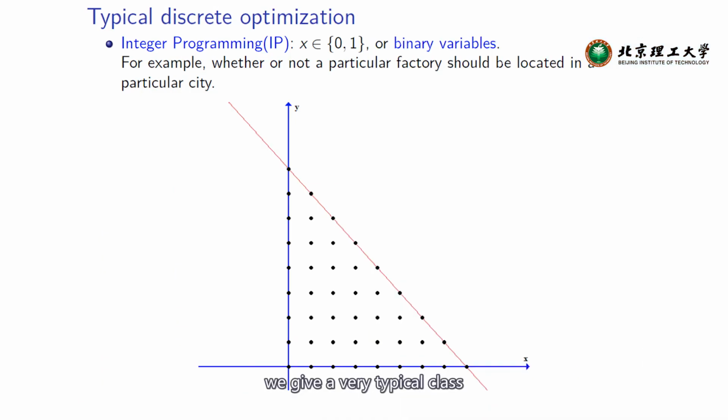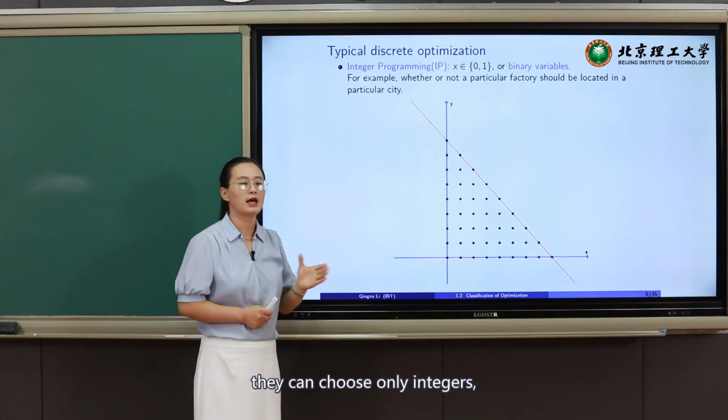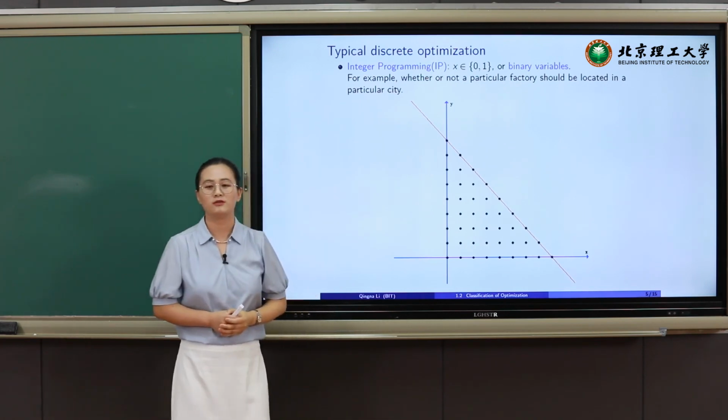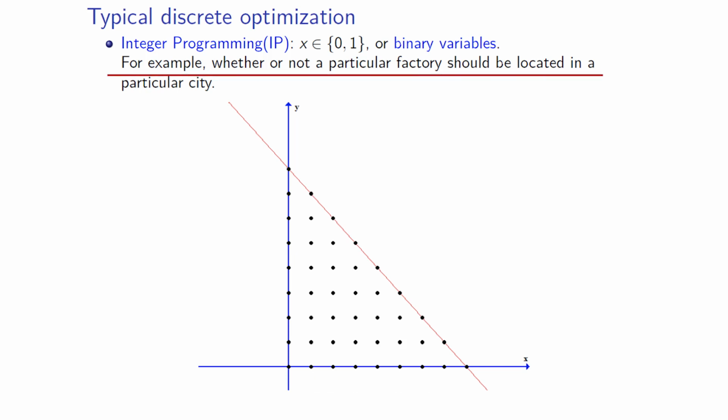In the following, we give a very typical class of discrete optimization, which is called integer programming. Integer programming deals with variables whose values can only be binary or integer. If the variables can choose only integers, then it is called integer programming. For example, whether or not we put a factory in a certain city is an integer programming problem. We will use an integer variable to denote these decision variables.